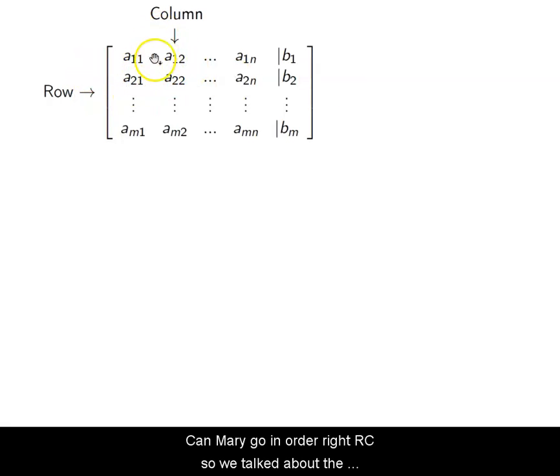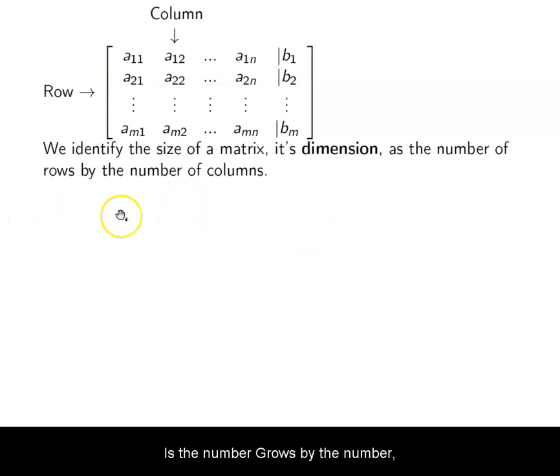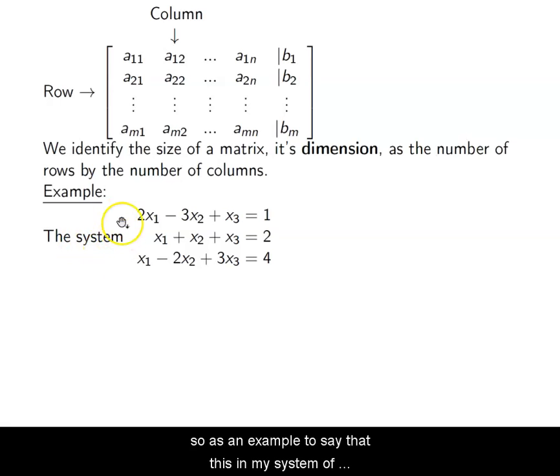And remember, we go in order, right? R, C. So when we talk about the size of a matrix, which we'll talk about in a second, we always talk about how many rows or equations first, and then we talk about the number of columns, or the number of variables, second. Okay. So its dimension is the number of rows by the number of columns. So as an example, let's say that this is my system of equations.